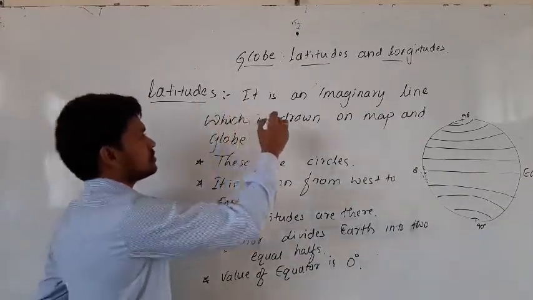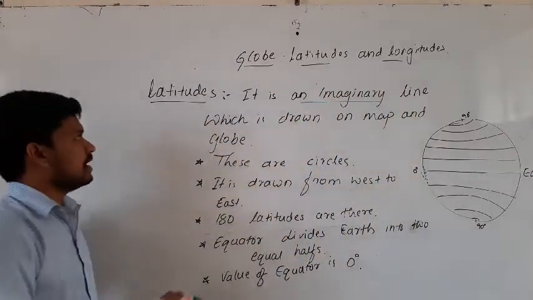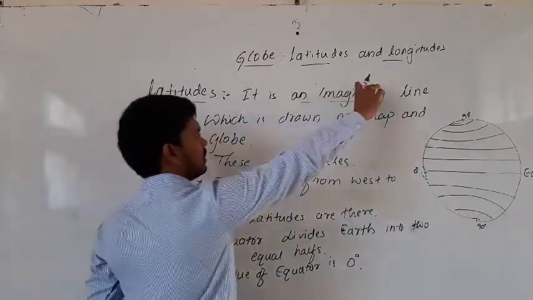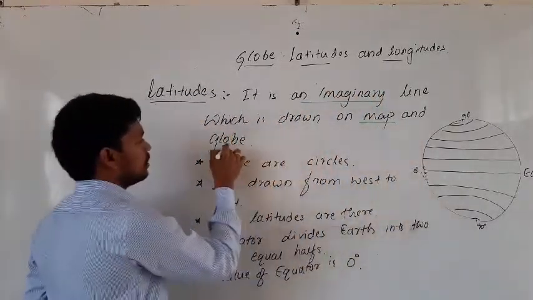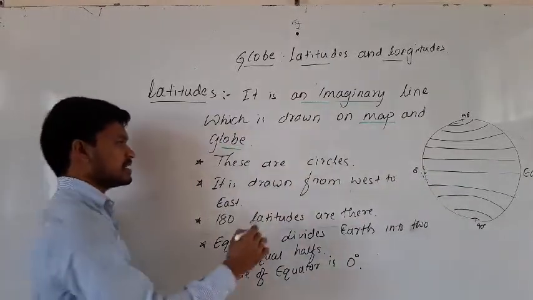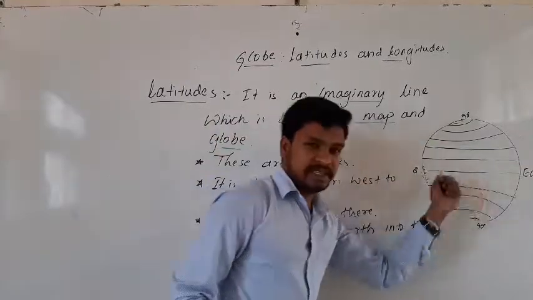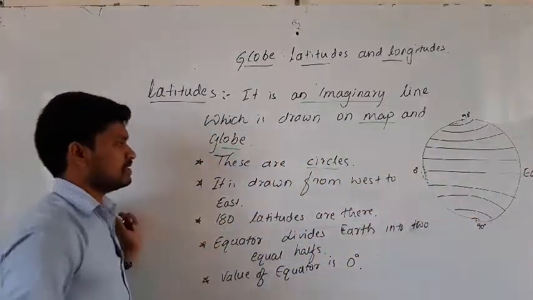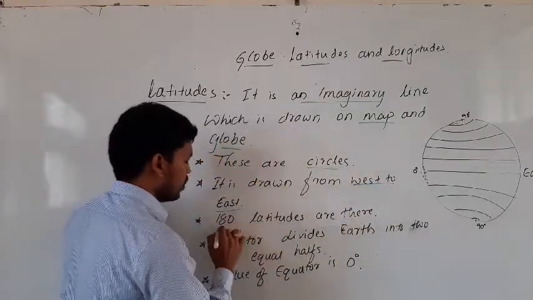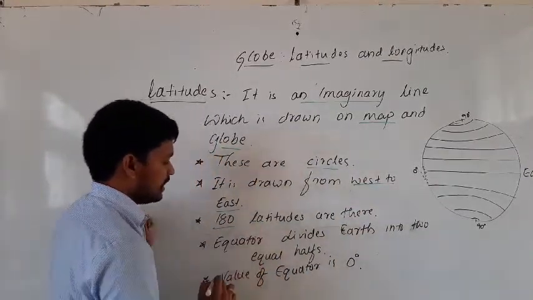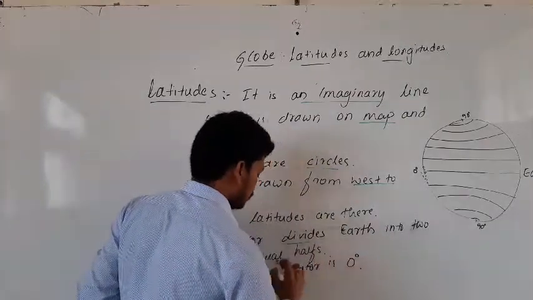Latitudes are imaginary lines. It's an imaginary line which is drawn only on a map and globe. These are all circles because they do not intersect with any other line or circle, so they are called circles. It is drawn from west to east. We have 180 latitudes. Then the equator divides Earth into two equal halves.